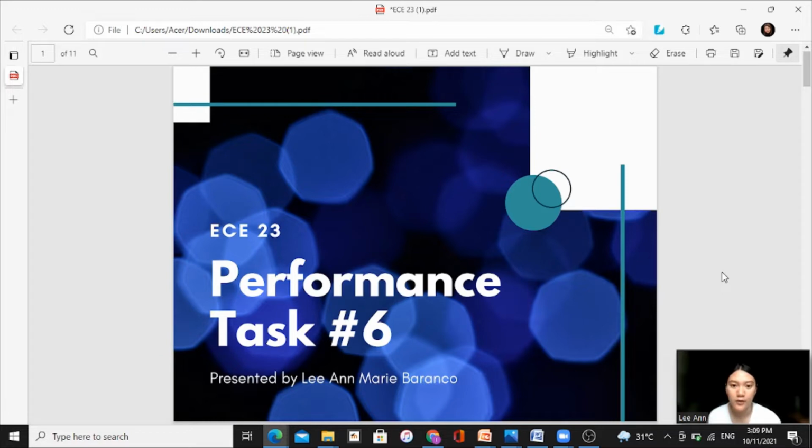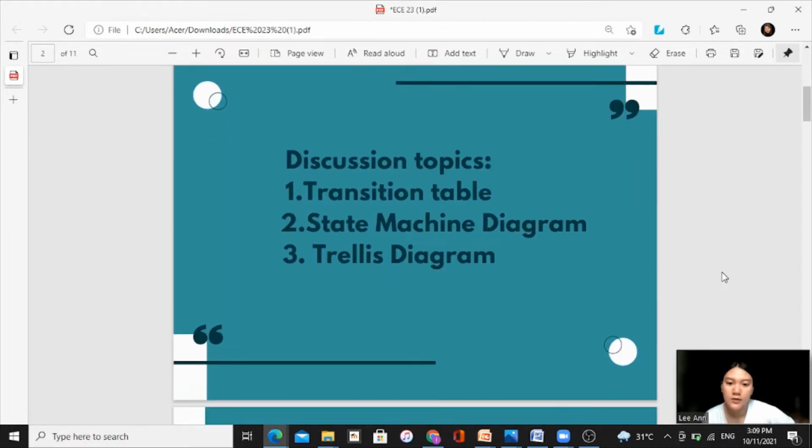We're going to discuss our topics in Module 6, that is the coverage in our Performance Task 6. So the topics that we're going to discuss are the transition table, the state machine diagram, and the trellis diagram.